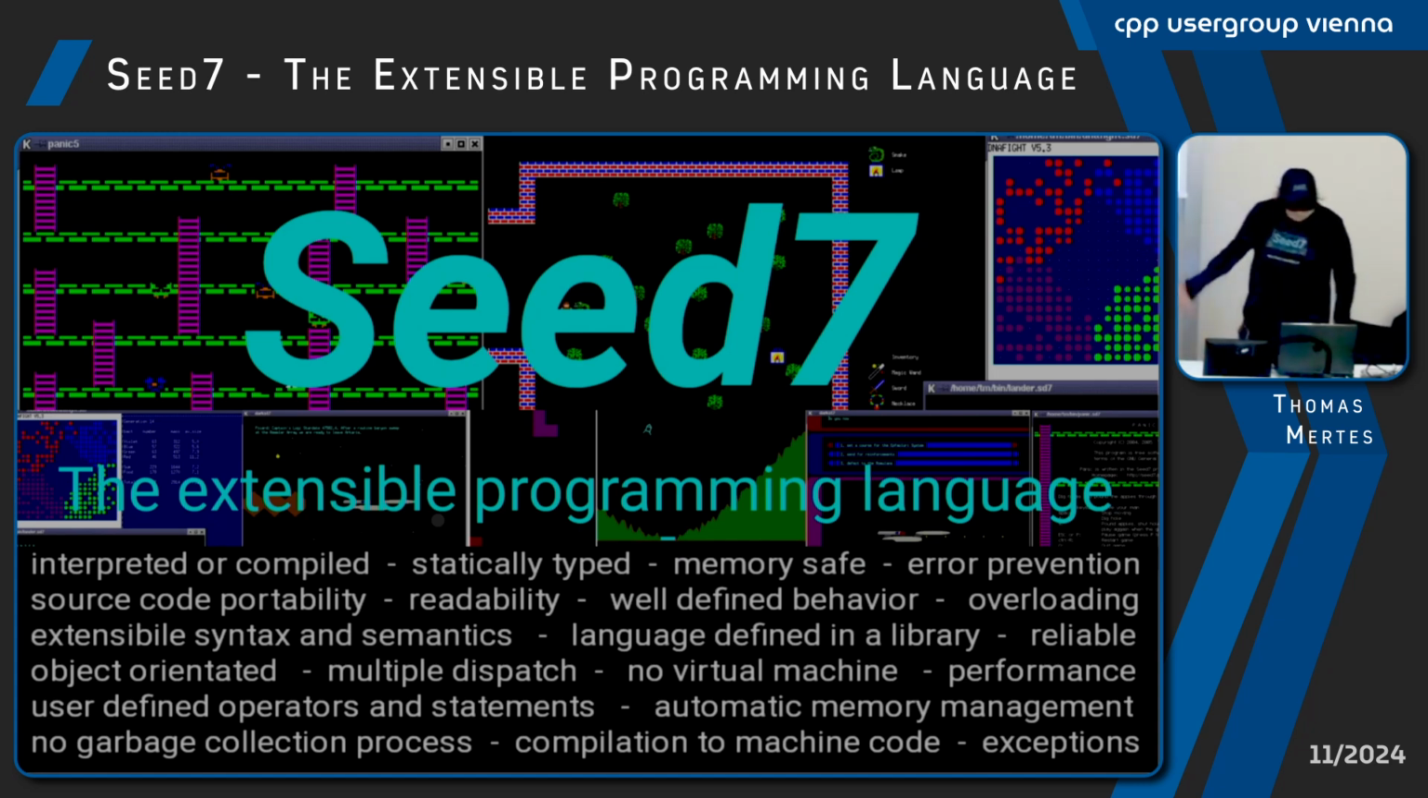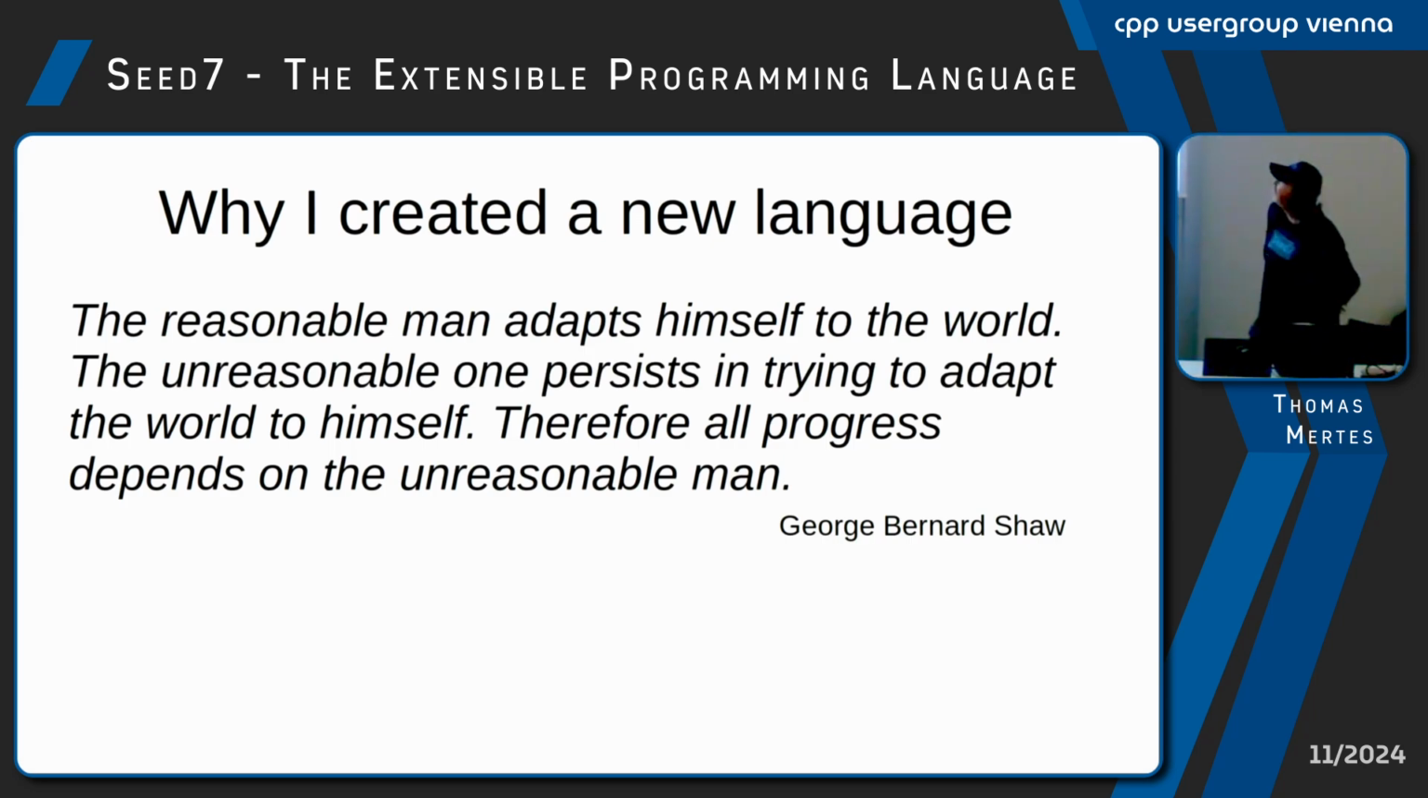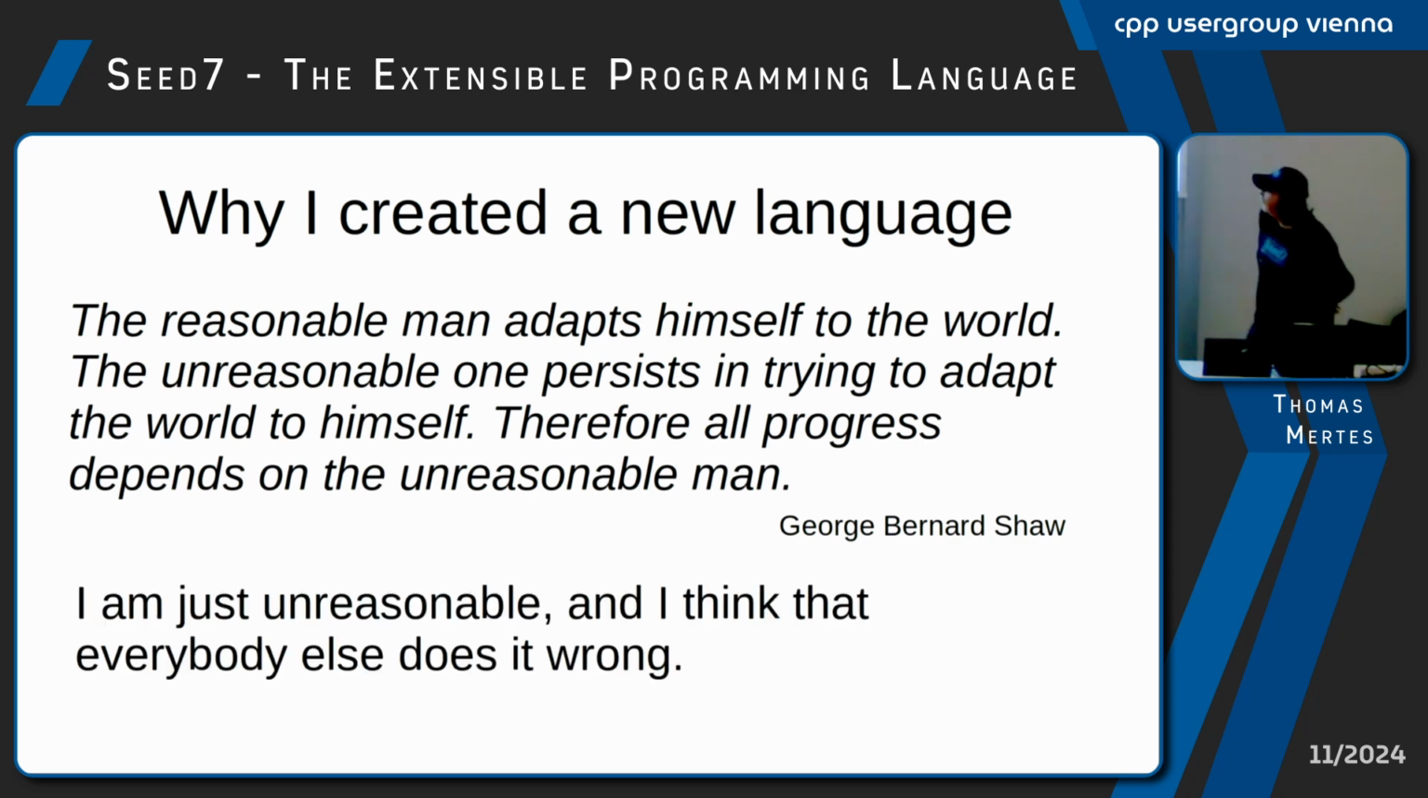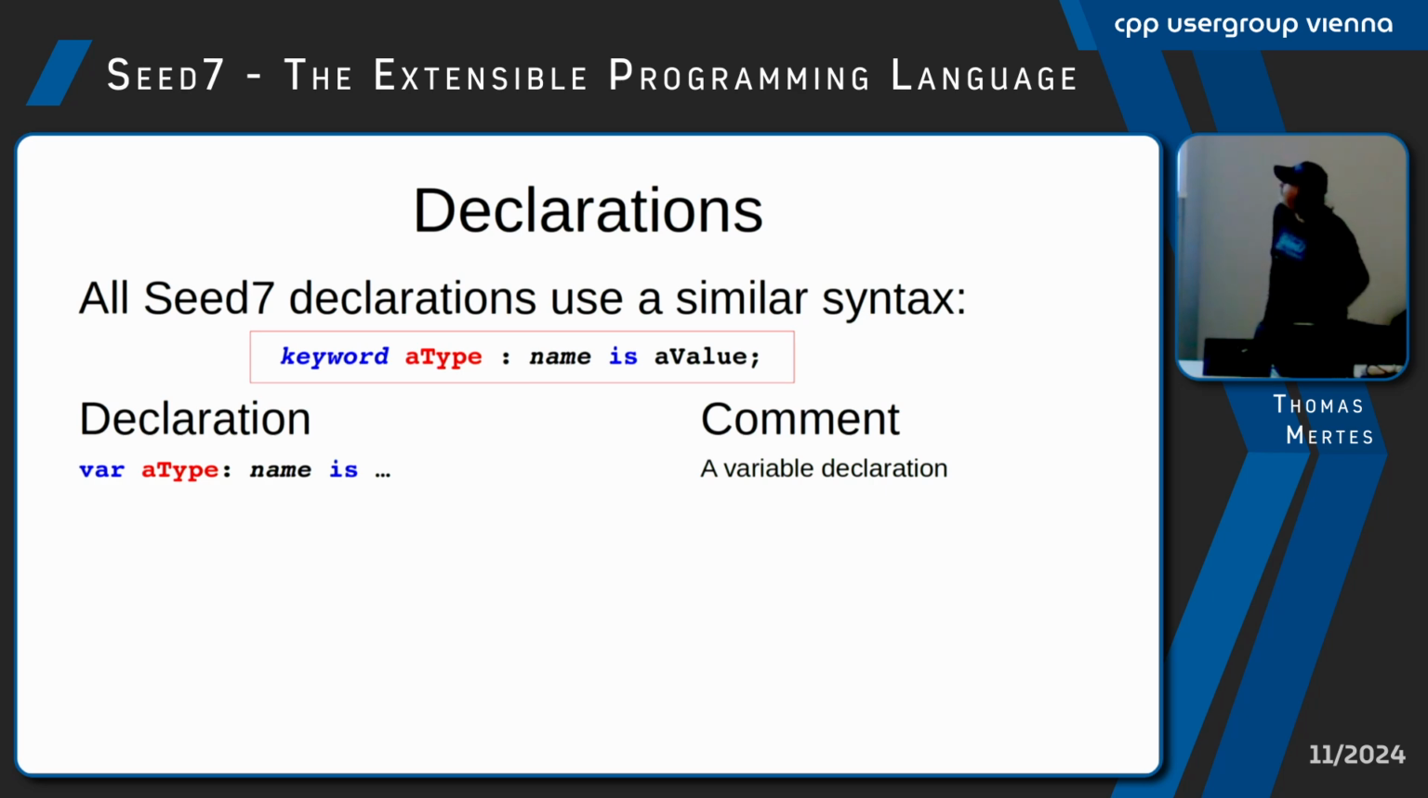And well, the first question I always get is, why do you do this? Why do I create a new language? And I think George Bernard Shaw has a good description of that. I'm just unreasonable, and I think that everybody else does it wrong. And, well, my family knows me just sitting in front of the computer and doing computer-related stuff. Seed7, of course. And now let's dive in.